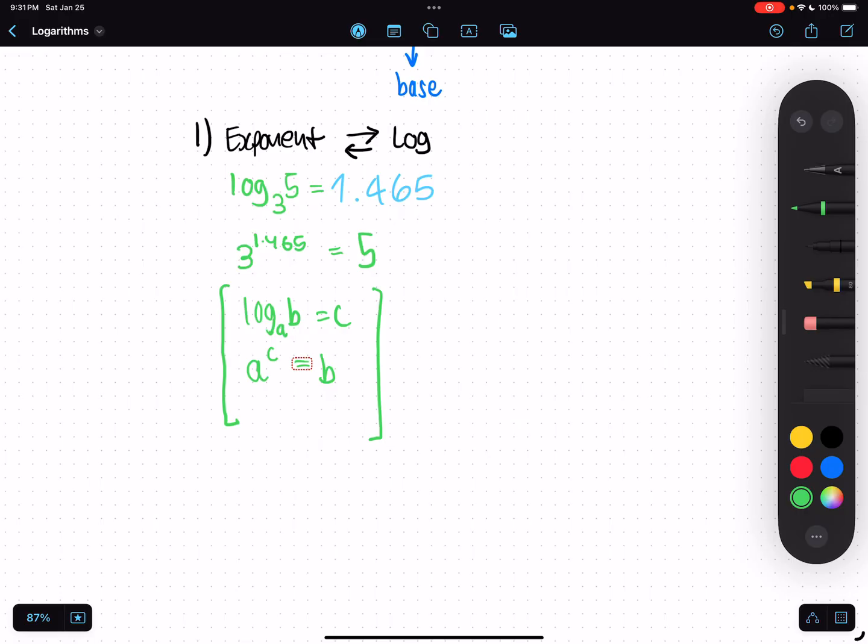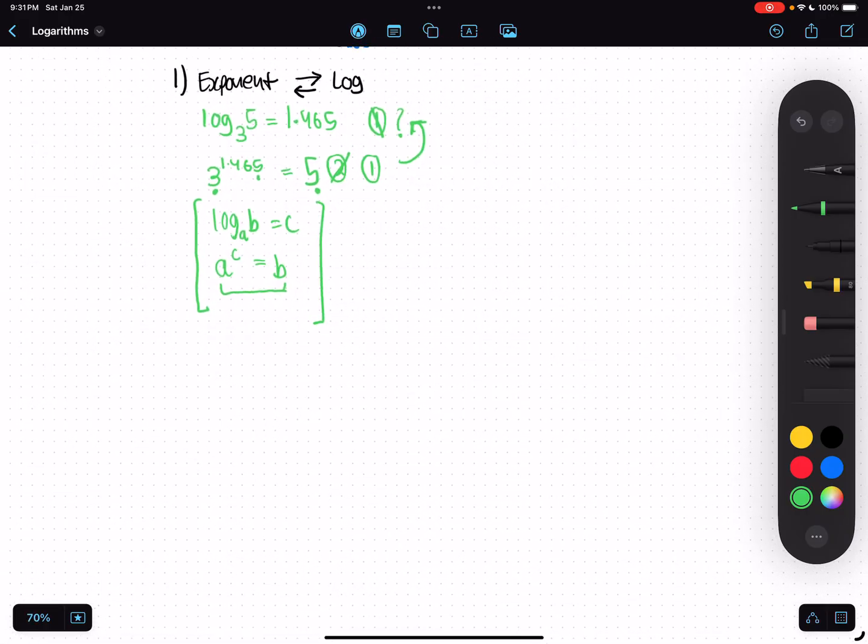So this is a very neat thing, because let's say instead of having this first and this second, you now have this given to you and you have to convert it into this. Now you can just know that it will be A to the power C is equal to B in this form. So where A would be 3, B would be 5, and C would be 1.465. And then you can just use the base form of a logarithmic equation to convert it back. So that's the first important law you need to know.